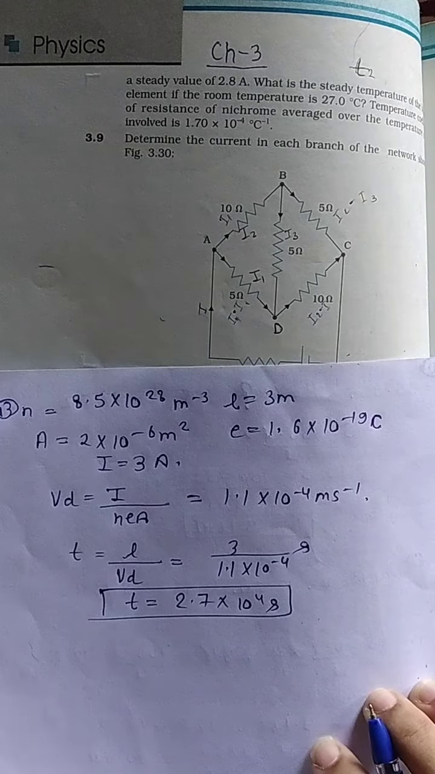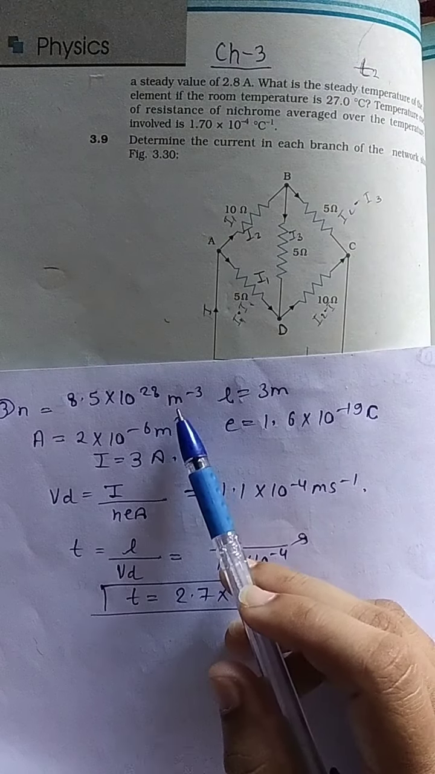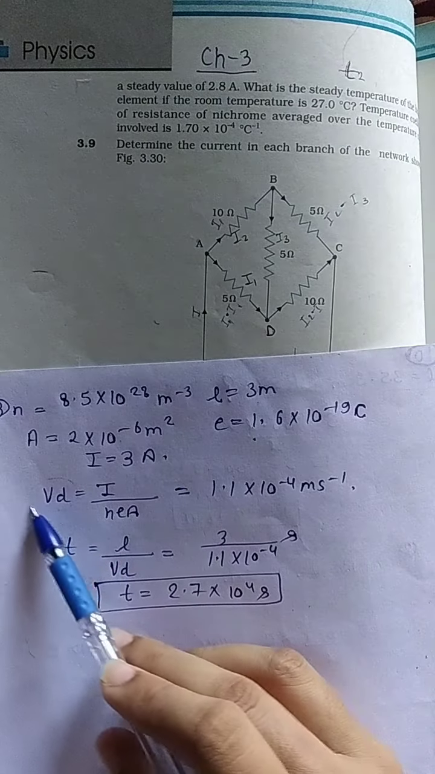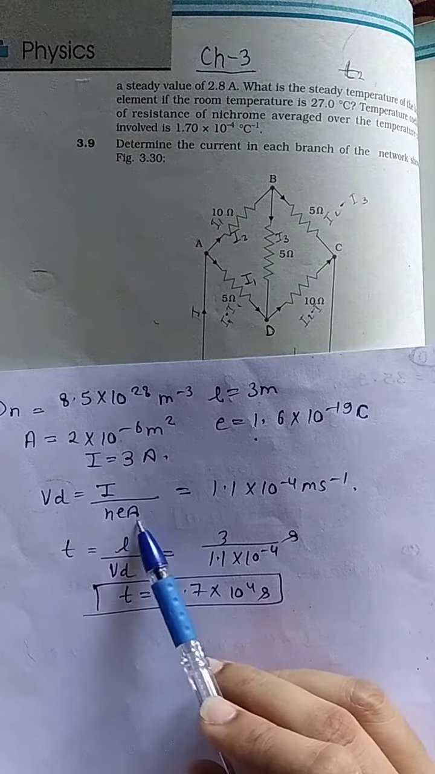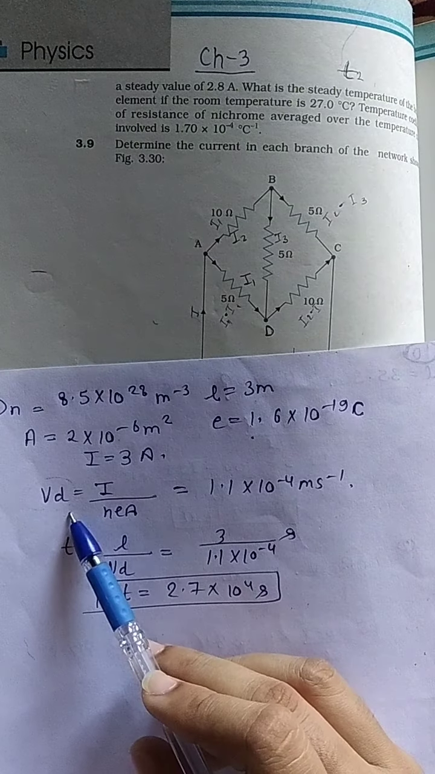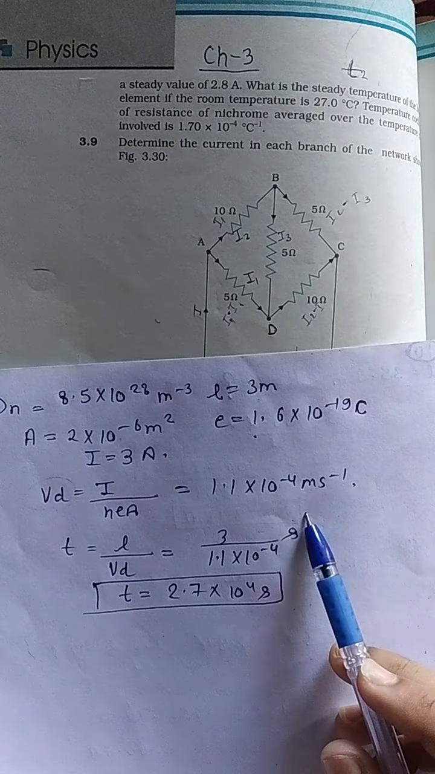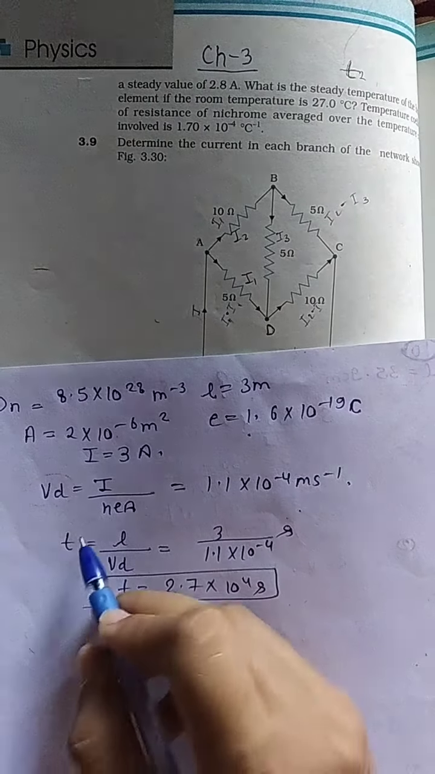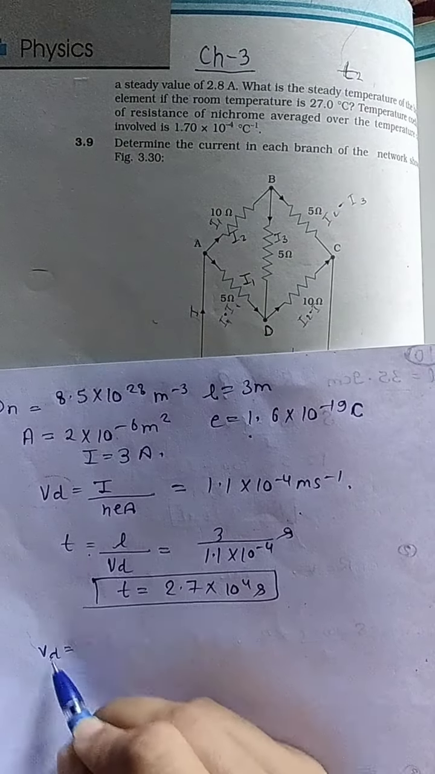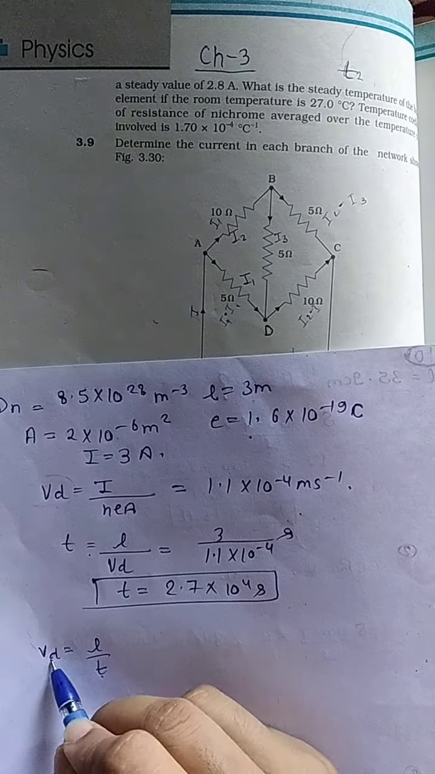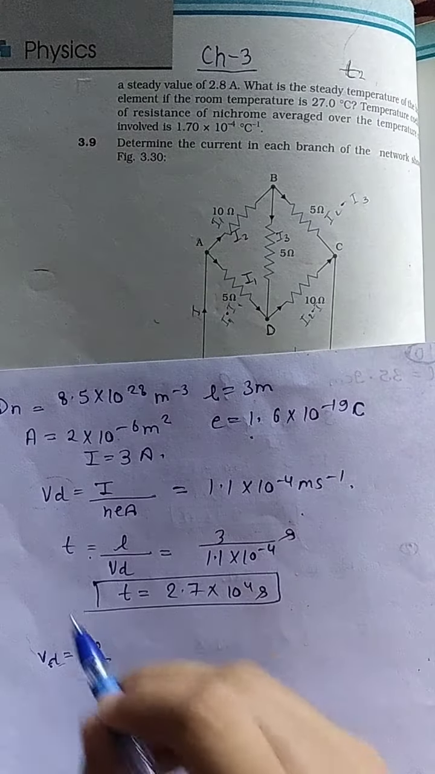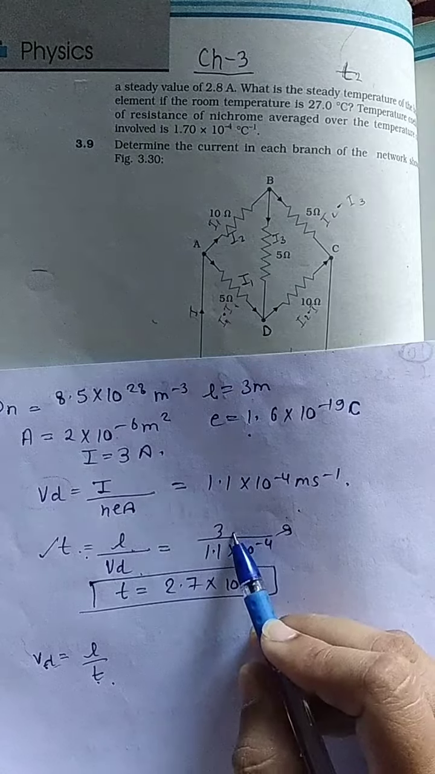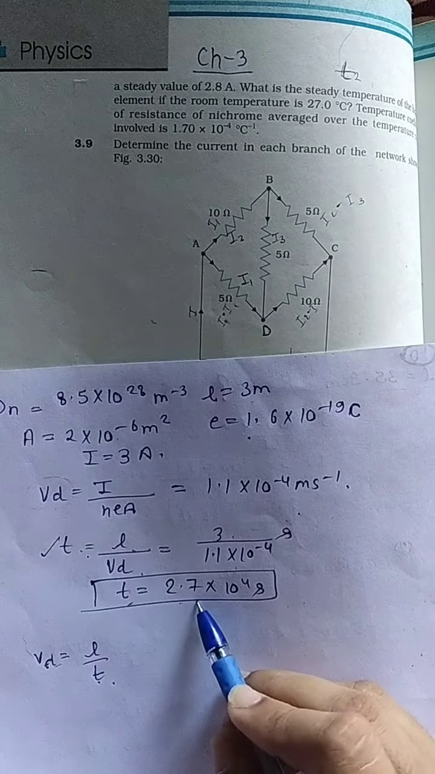The solution of this question is, this is the value of n that is given, L, A, e and I. By applying the formula of Vd, that is drift velocity, that is equal to I upon neA, from here we can calculate the value of Vd, that is 1.1 into 10 power minus 4 meter per second. Now the time t, we can get from the formula, speed equal to distance upon time. By putting t here and Vd in the denominator, we get t equal to L upon Vd. By putting the values of L and Vd, the time is 2.7 into 10 power 4 second.